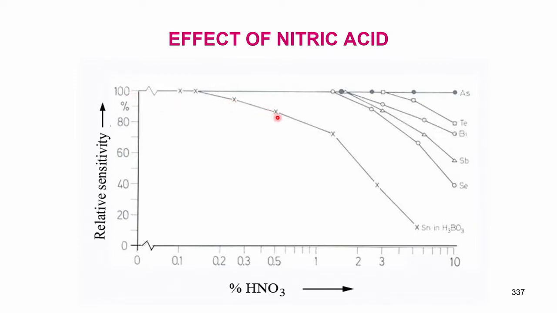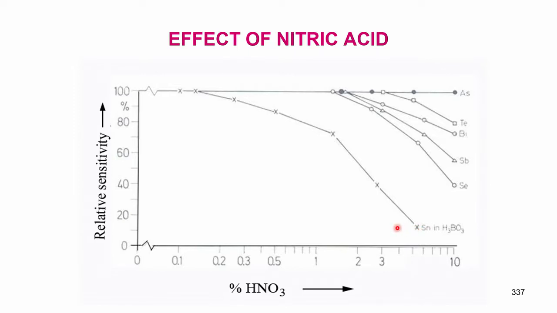Increase the acid still further, 0.5%, I have about 80%. Increase it further, around 1 normal, we have about 70%. Increase it further, for tin to about 4, 5 normal, you can see that the signal is hardly 10%. So, this shows you the effect of acid in the sample.